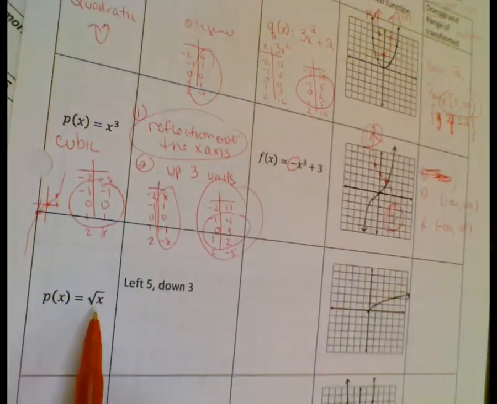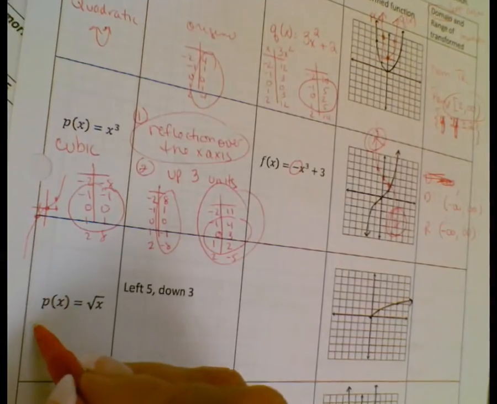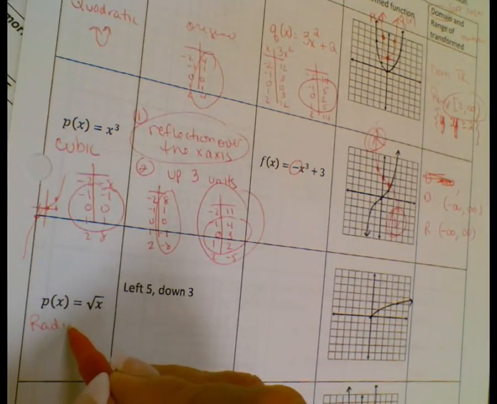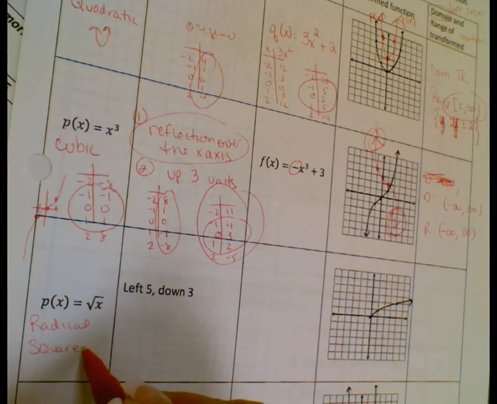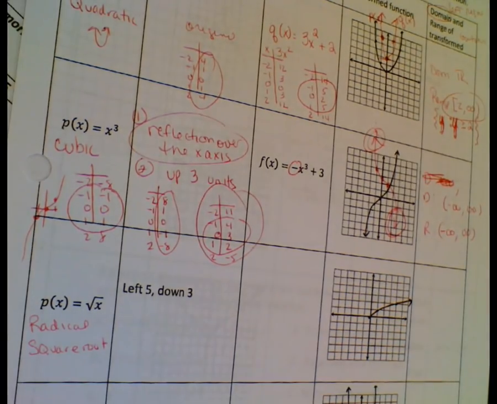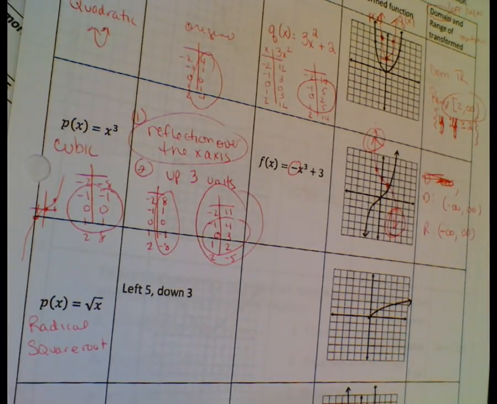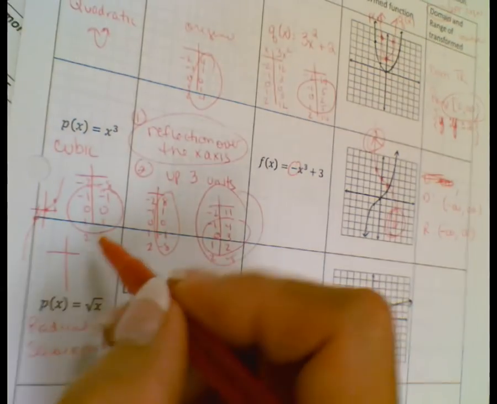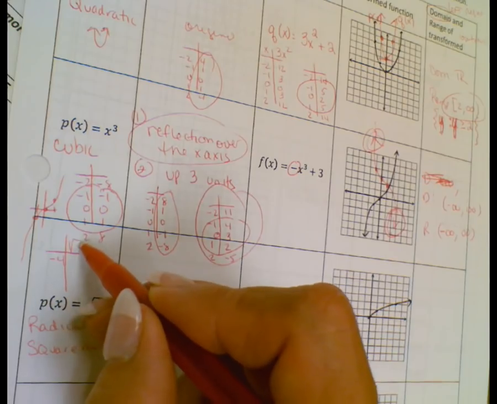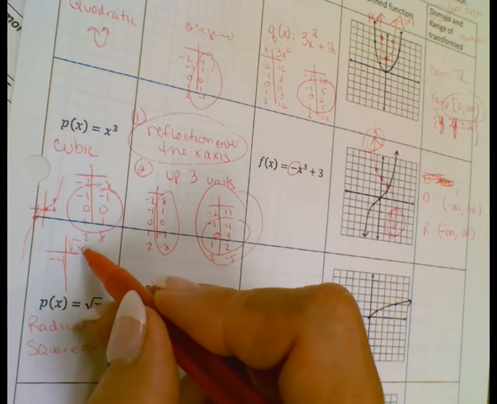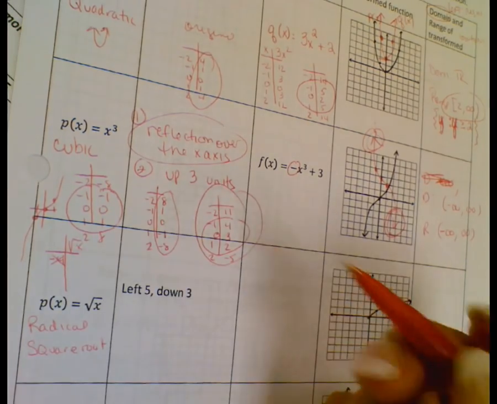Okay, look at your parent functions on the board. What's this called? Some people call it the radical function. Some people call it the square root function. They're both right. So on this one, if I plug a -4 in, for example, I cannot take the square root of -4. So there are no negatives on a t-table here.